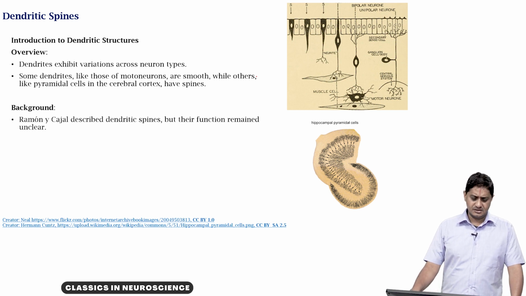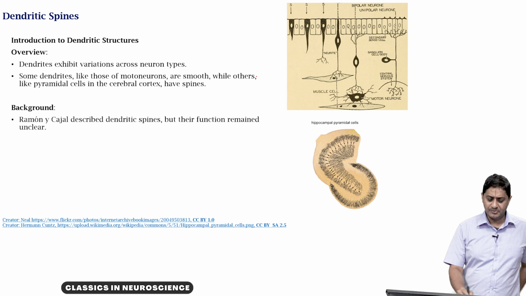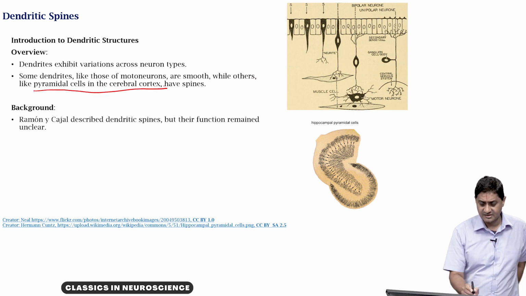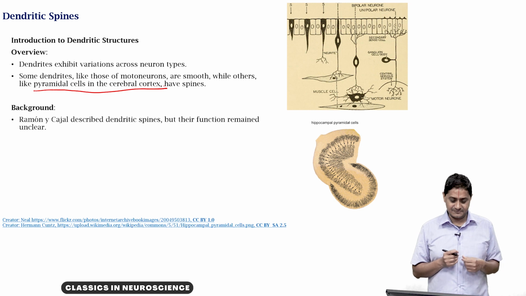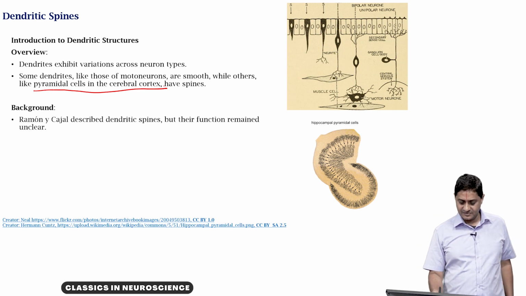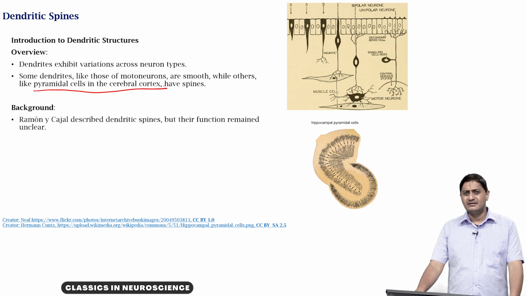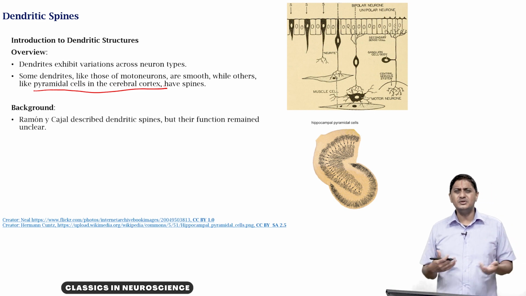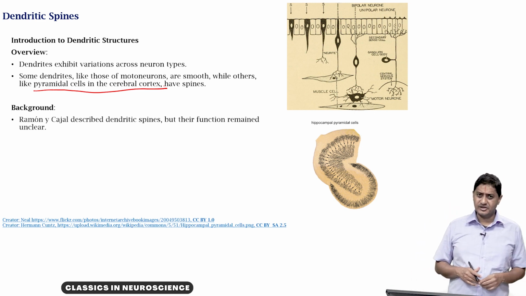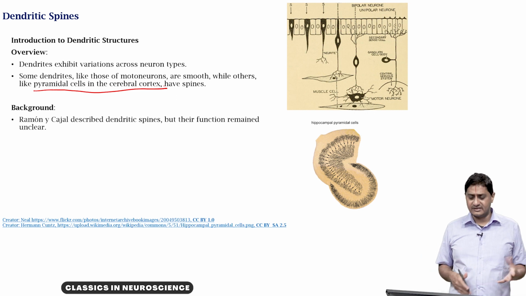Also, there are variations in the structure of dendrites across types of neurons, depending on where they are located and what type of neuron this is. Some neurons, like motor neurons, have dendrites that are smooth, but some other types of neurons, like the pyramidal cells in the cerebral cortex, have characteristic spines. These spines that you see were also described by Santiago Ramon y Cajal long time ago, but exactly what do they do? This was not described by Ramon y Cajal or any others at that time.